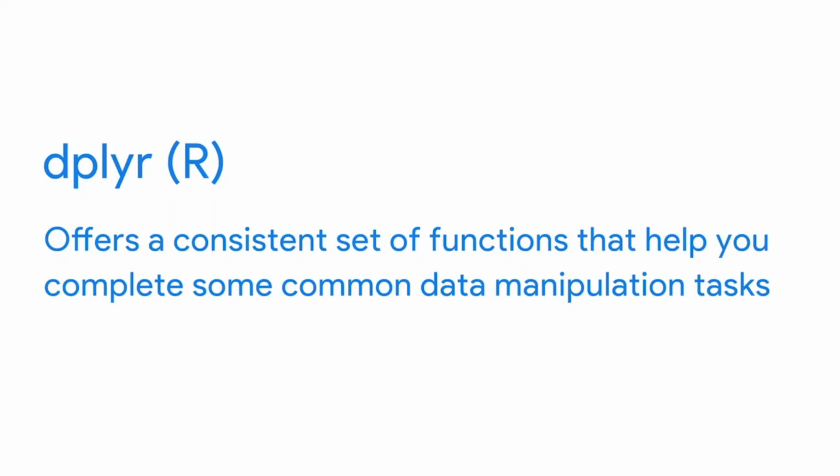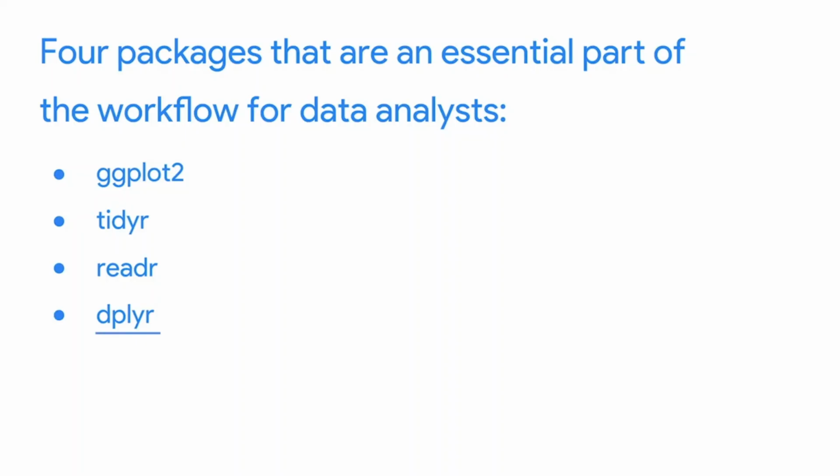Now, on to dplyr. dplyr offers a consistent set of functions that help you complete some common data manipulation tasks. For example, the select function picks variables based on their names, and the filter function finds cases where certain conditions are true. And yes, dplyr is another package we'll get to later. There's plenty to look forward to. So that's the Fab 4 of the tidyverse. They'll all make your programming in R more straightforward and efficient.